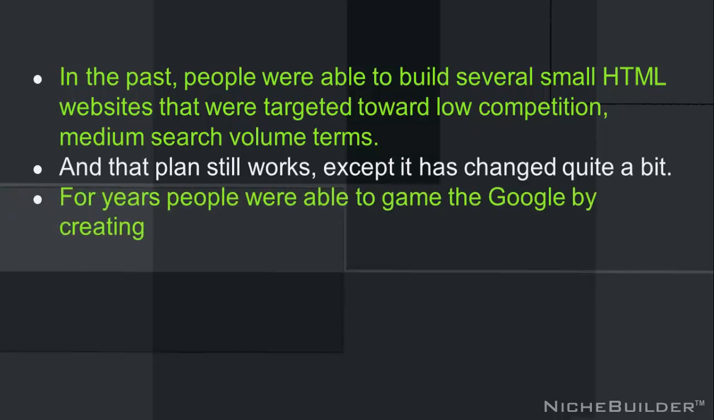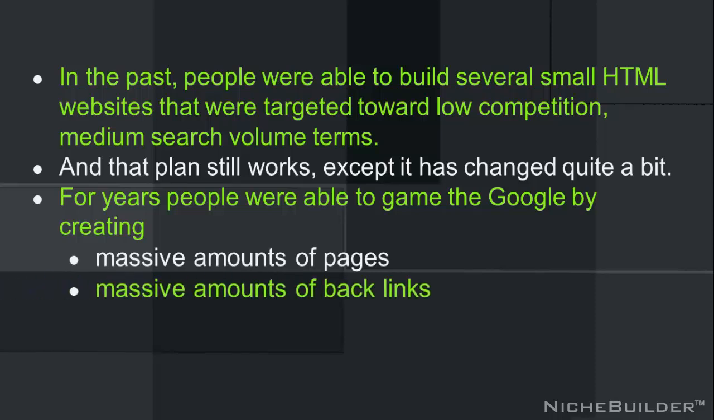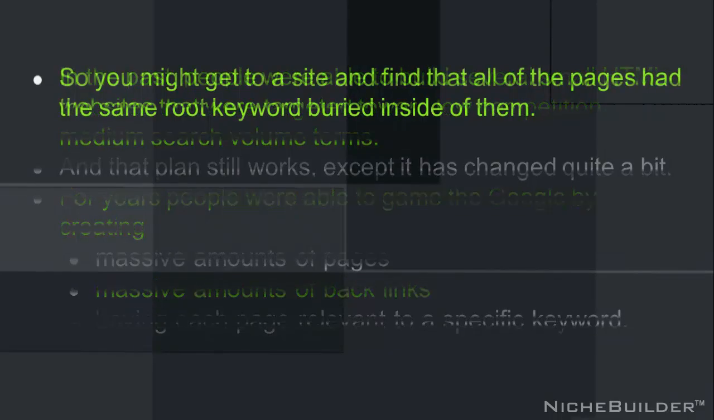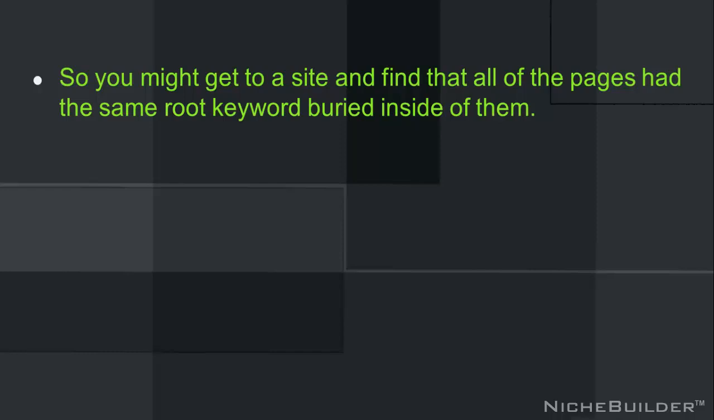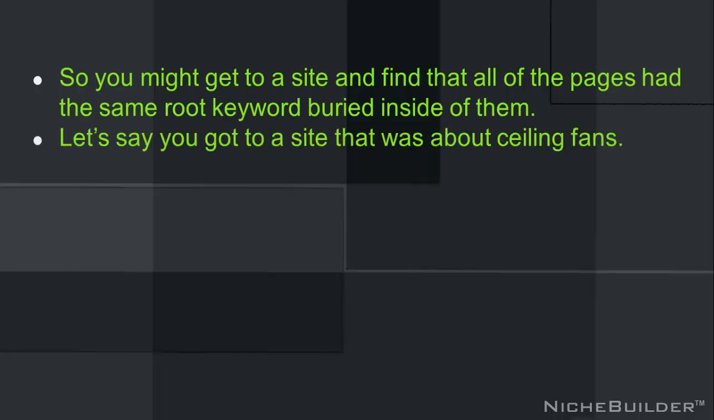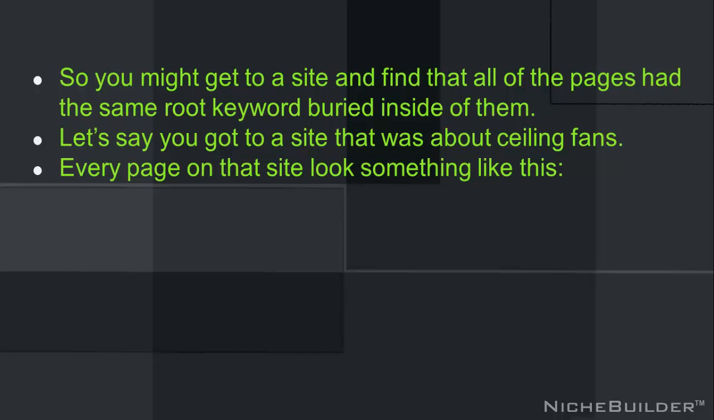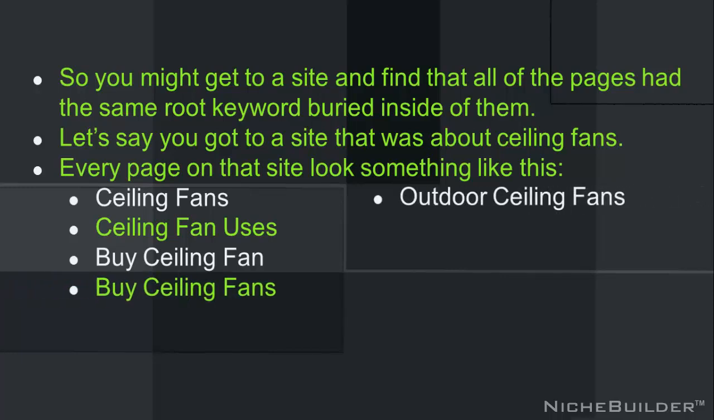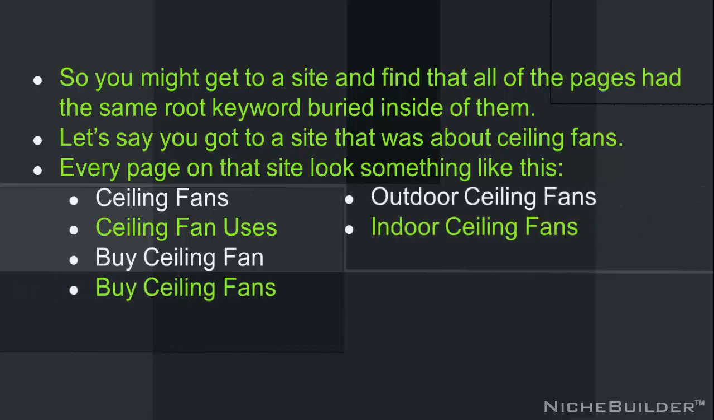For years and years, people were able to game the Google by creating massive amounts of pages, massive amounts of backlinks, and having each page relevant to a specific keyword. So you might get to a site and find that all the pages had the same root keyword buried inside of them. For instance, let's say you got to a site that was about ceiling fans, and every page on that site looked something like this: ceiling fans, ceiling fan uses, by ceiling fan, by ceiling fans, outdoor ceiling fans, indoor ceiling fans, ceiling fan uses.